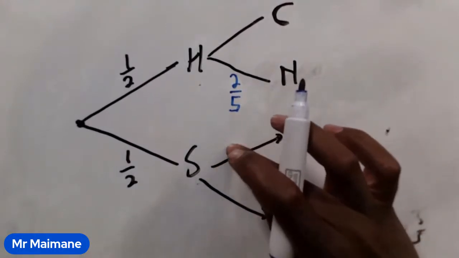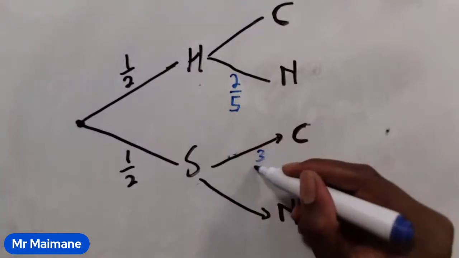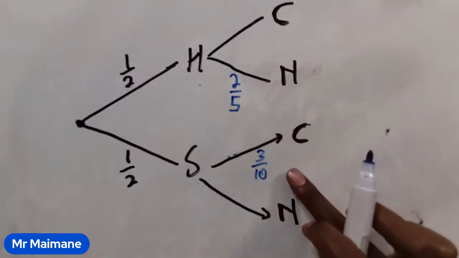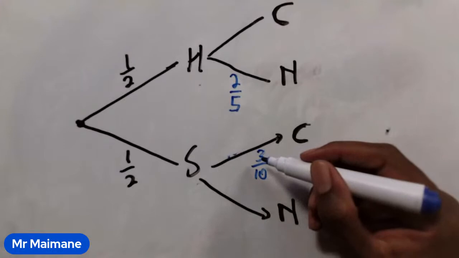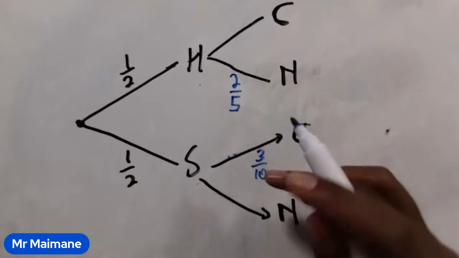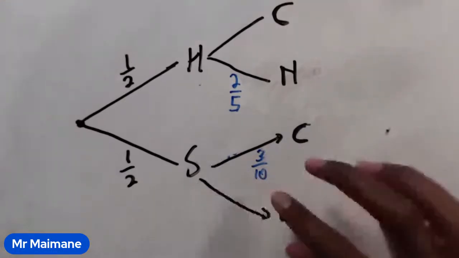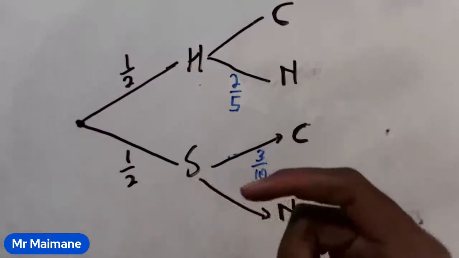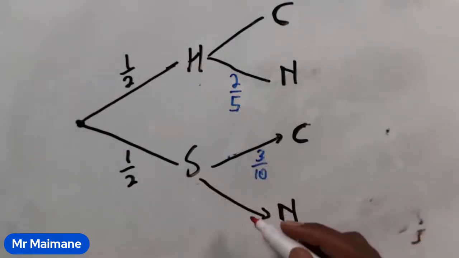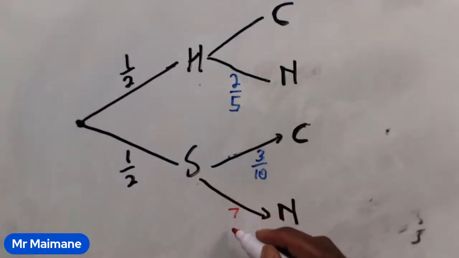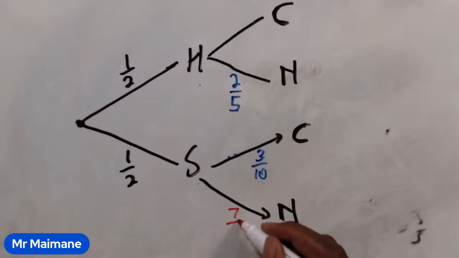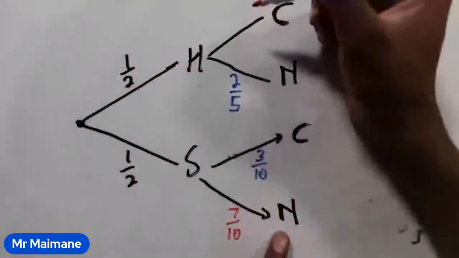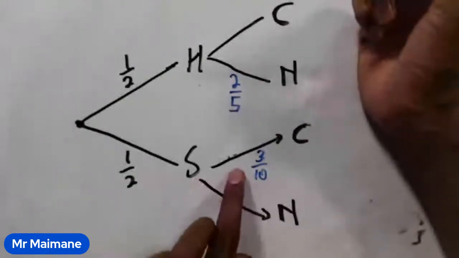Let me write it under the branch so it can be bigger. 3 over 10 cured from receiving the sugar. If you want to know the ones that were not cured, you just say 1 minus 3 over 10. And I'm telling you now, whether you believe me or not, 1 minus 3 over 10 is 7 over 10. So from the sugar, 7 over 10 were not cured, since we know that 3 over 10 were cured.